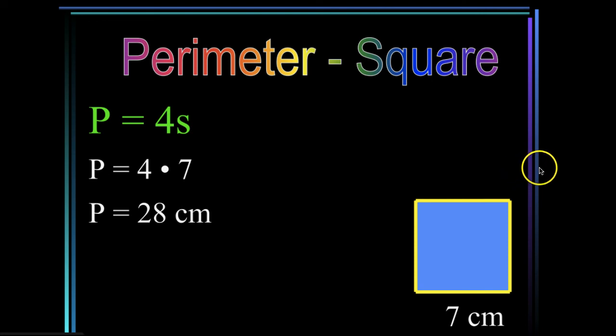I love taking pictures. Perimeter with a square is 4 times the side, that's 4s, because with a square, all of our sides are the equal distance. So we can just do 7 times 4 and have our perimeter for the square.